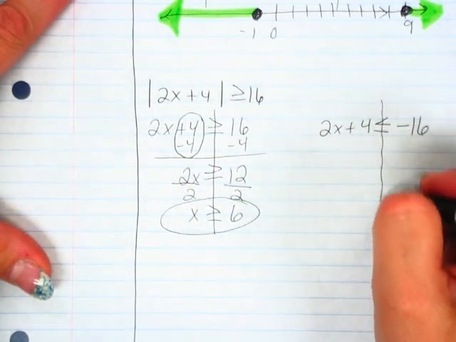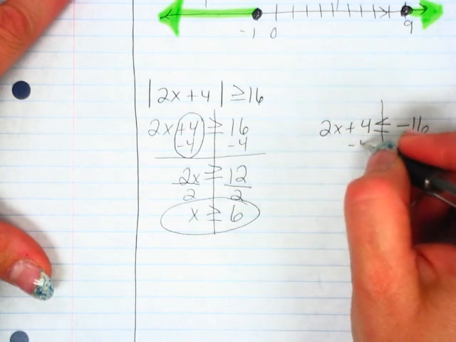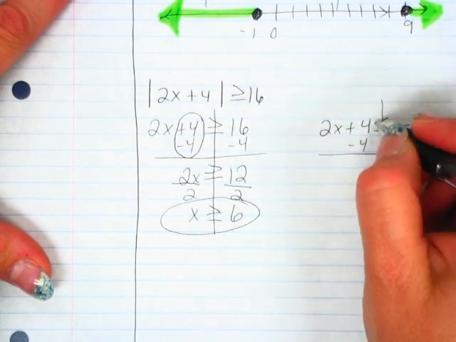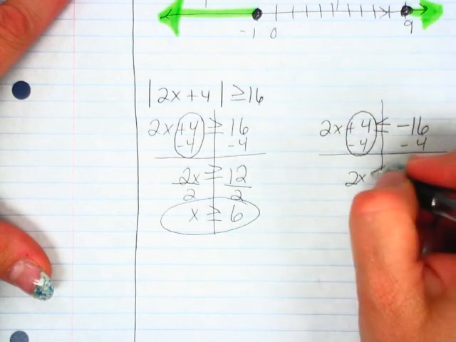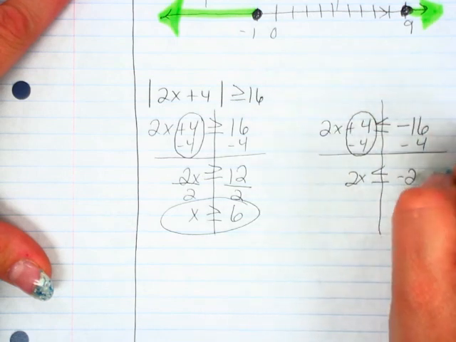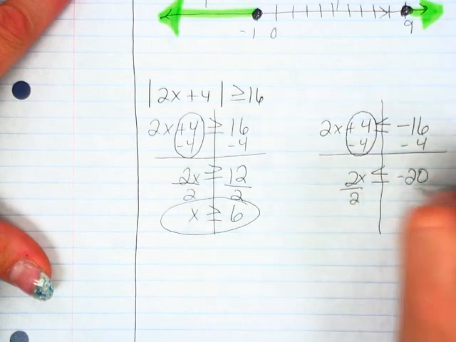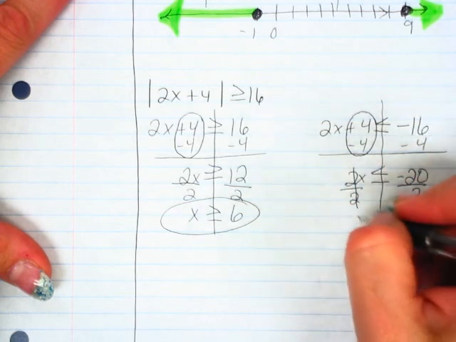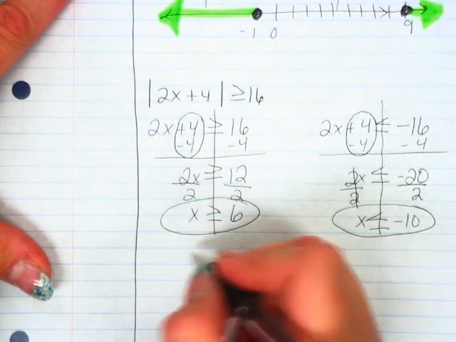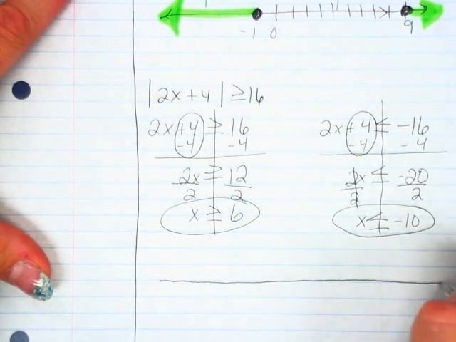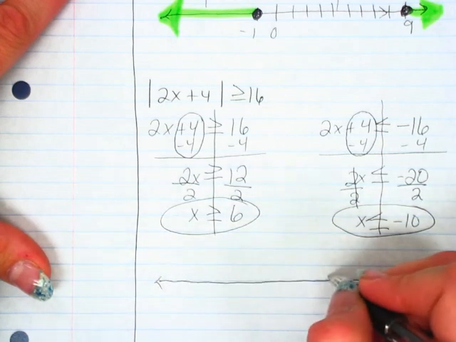Over here, opposite operations again, it's a positive 4. Subtract the 4 from both sides. This does give me a 0. I'm left with 2x is less than or equal to negative 20. Divide by 2. X is less than or equal to negative 10. Let's go ahead and graph that. Make sure this time I leave enough room to graph it.